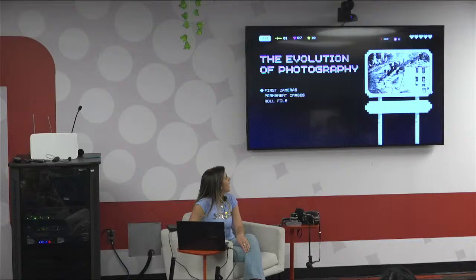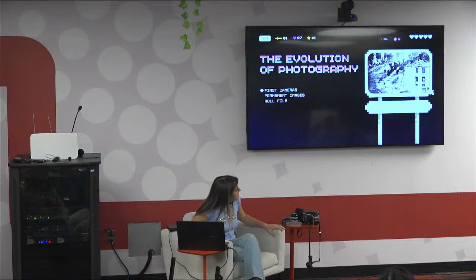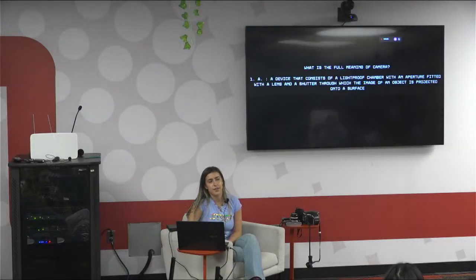I'm going to go through how we got to the cameras that we use today. This is one of the first photos that's high definition. So to go over the big picture, the actual meaning of a camera is not necessarily something that takes a photograph. It's basically, by definition, just a box with a hole that is getting light into it. The actual definition is a light-proof chamber, an aperture fitted with a lens, and a shutter.